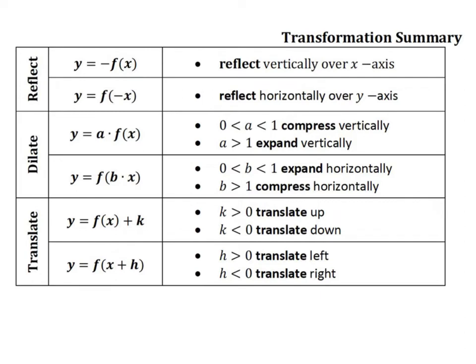And so here's the chart. That is your transformation summary. You can see here if we have a negative in front of the function, then that is associated with a reflection over your x-axis, which is a vertical reflection, right? If you have a negative on the inside associated with your x, if it's inside the parentheses, anything inside the parentheses is associated with horizontal motion. That would be a reflection over the y-axis because that's horizontal.